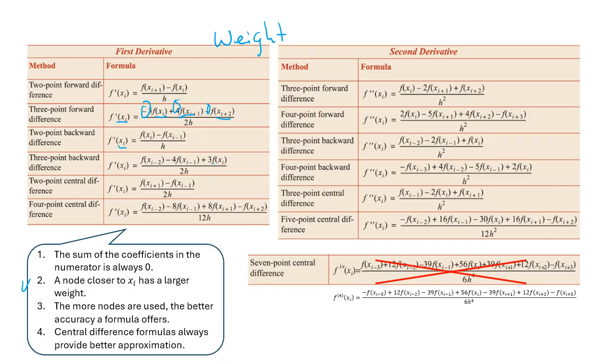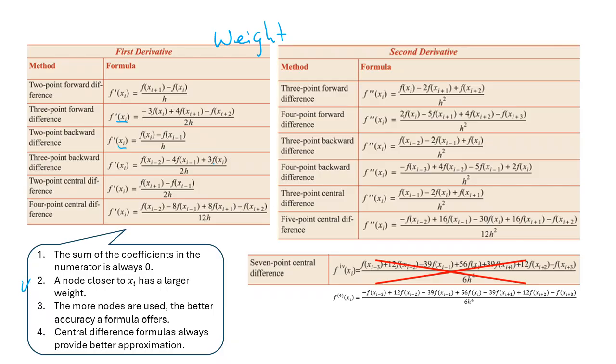Okay, we should have a common sense: a node closer to xi should have larger weight. You don't count -3, you count 3, the absolute value. Say xi usually is 2, but here xi is closer. It's closest to itself, right? It's 0 distance to itself, and that's the exception.